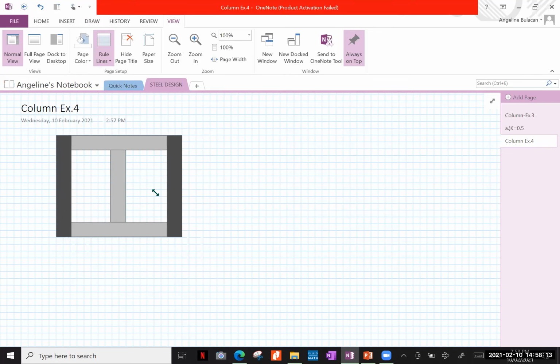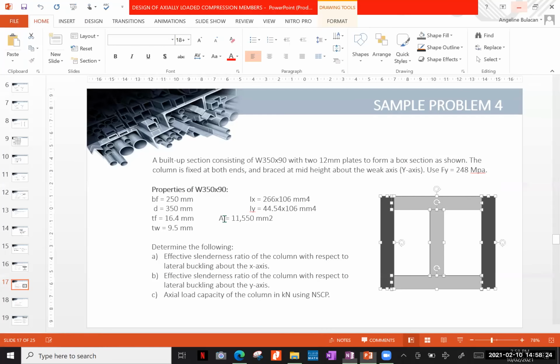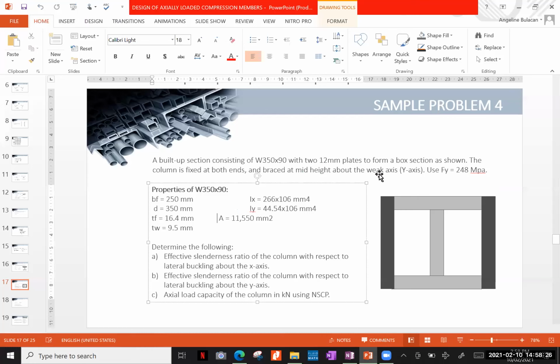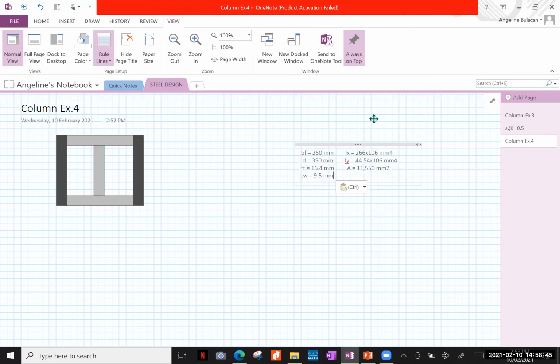Masyadong malaki pa natin. Pag need ko yung properties. So, copy ko lang. Ano pa ba? 12 mm yung plate. Okay. Sige, ito yung property. 248 yung FY natin. Ito ko na lang yung property. No?